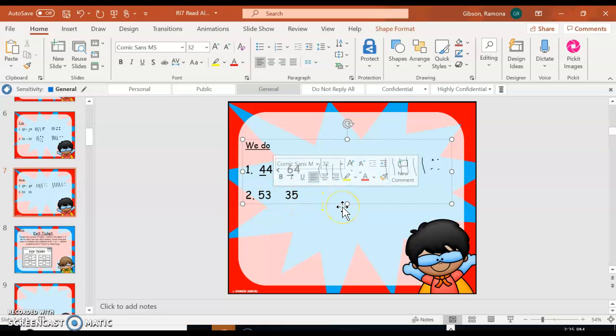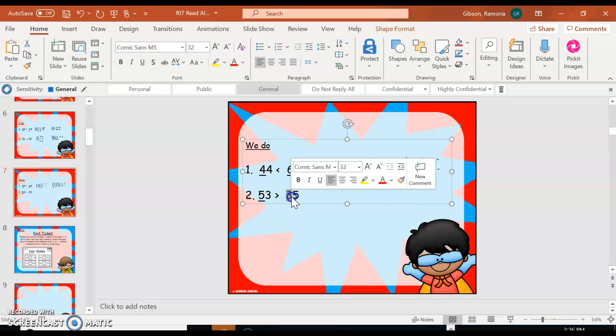And for the sake of time, I'm going to go ahead and do number 2. Yes, we see that 53 and 35, they look the same, but be careful of that place value right here. The number that's in the tens place on the left is the 5. The number that we compare on the right is a 3.